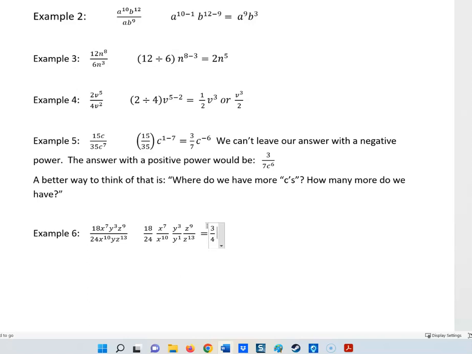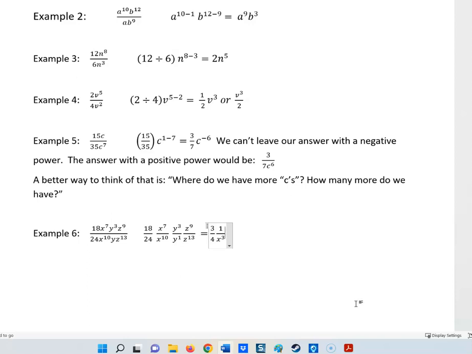The next thing I'm going to do is the x part. And I'm going to ask myself, where do I have more x's? And I can see that I have more x's in the denominator. So I'm going to end up with x's in the denominator, 3 more. So we don't just leave a 0 on top. We put the 1 on the top, and then we'd have x to the 3rd power in our denominator. So that's what I have for the x's.